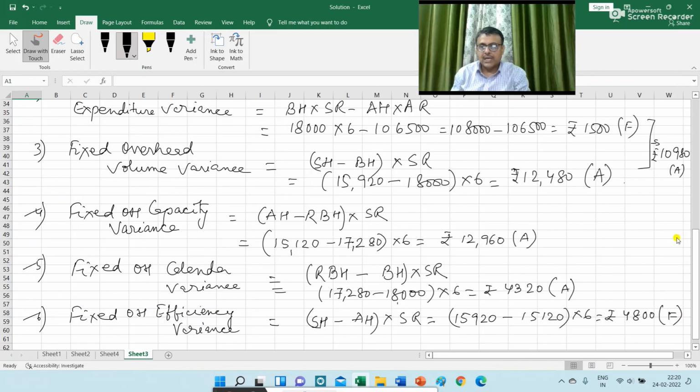If you add up these three sub-variances, that is fixed overhead capacity variance of rupees 12,960 adverse, fixed overhead calendar variance of rupees 4,320 adverse, and fixed overhead efficiency variance of rupees 4,800 favorable, you will get rupees 12,480 adverse.